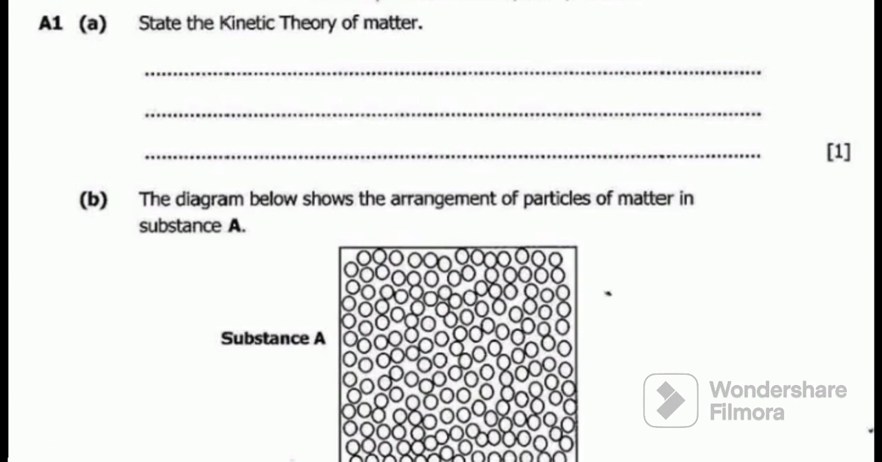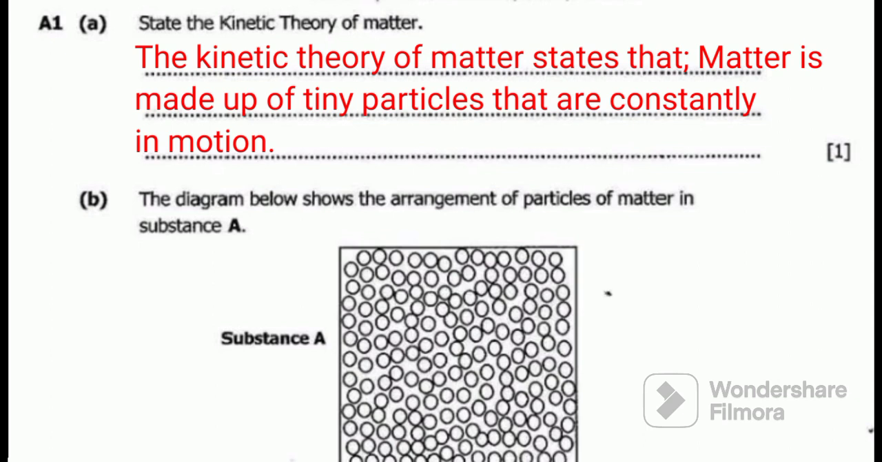So question 1 reads, state the kinetic theory of matter. Okay, so what does the kinetic theory of matter state? The kinetic theory of matter states that matter is made up of tiny particles that are constantly in motion.